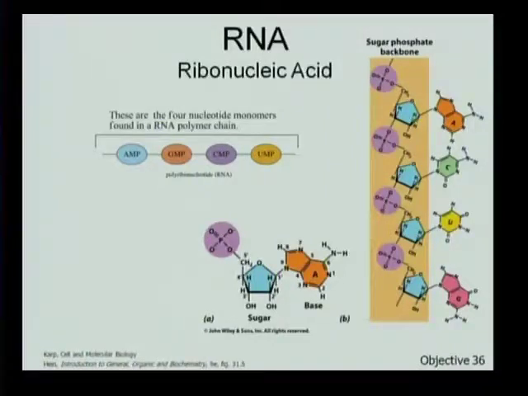Uracil and thymine are very close to one another in chemical structure, as we'll see later on, and that allows uracil and thymine to substitute for one another depending on whether we're in RNA or DNA. In other words, they have the same hydrogen bonding characteristics. Uracil binds to adenine with hydrogen bonds. Thymine binds to adenine with hydrogen bonds.